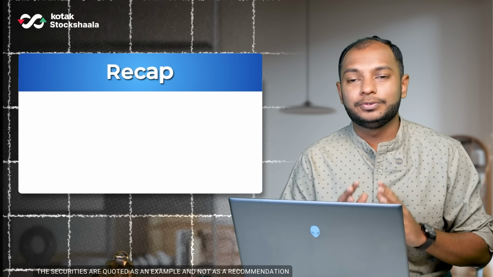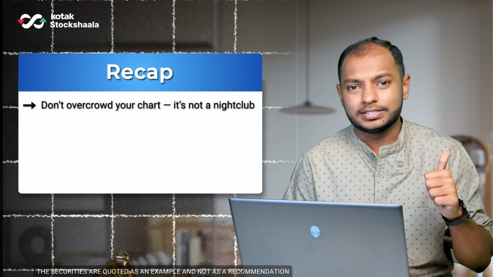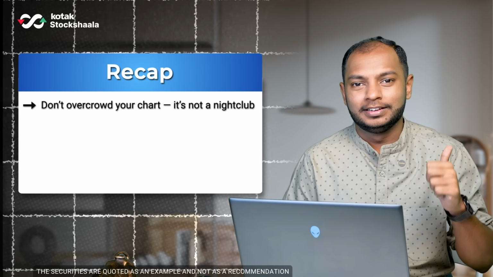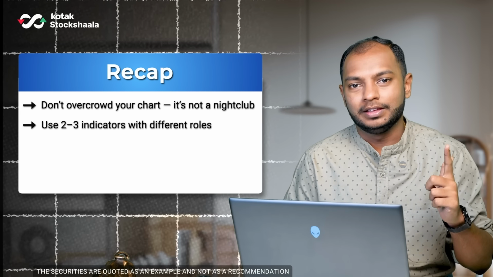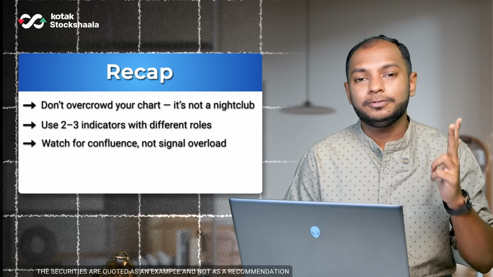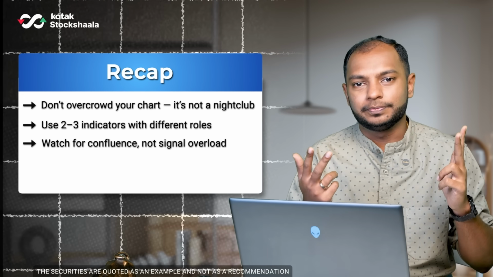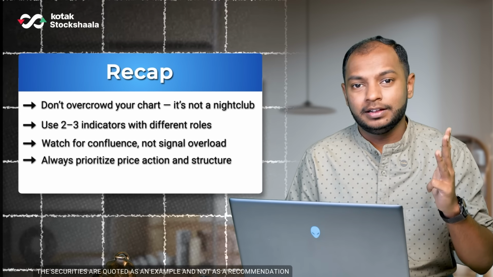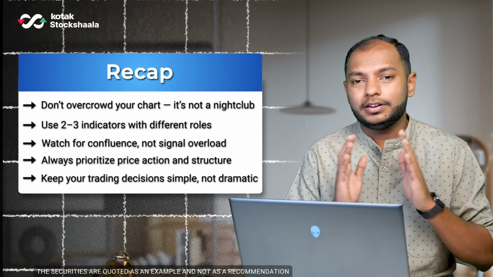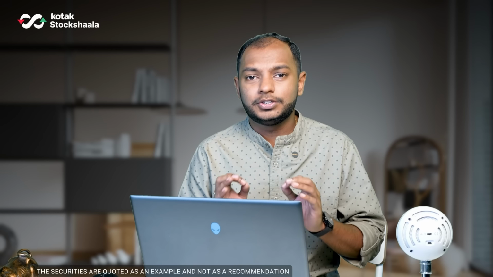To quickly summarize what we have learned so far, number 1, don't overcrowd your charts. It's not a nightclub. Number 2, use maximum of 2 to 3 indicators. Number 3, use one from each bucket of trend, momentum as well as volume. And fourth, make sure price is always leading. And finally, keep your trading decisions simple and not dramatic. Your chart is a tool, not a canvas for modern art.